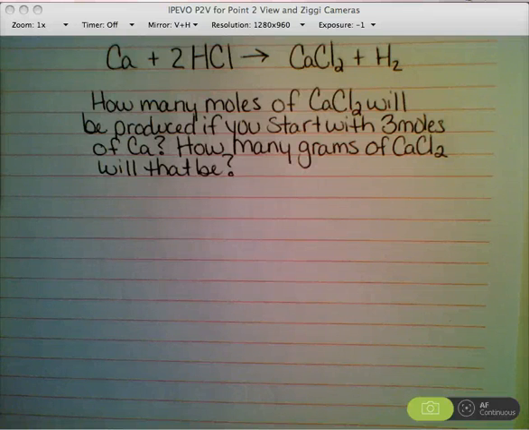So if you were wondering what the answer was to the last question, it would have been 180 grams of water. So now we have a new chemical reaction, and here we want to know how many moles of calcium chloride will be produced if you start with 3 moles of calcium, and then how many grams of calcium chloride will that be? So let's work on the first question first, and we want to know how many moles of calcium chloride will be produced if you start with 3 moles of calcium.